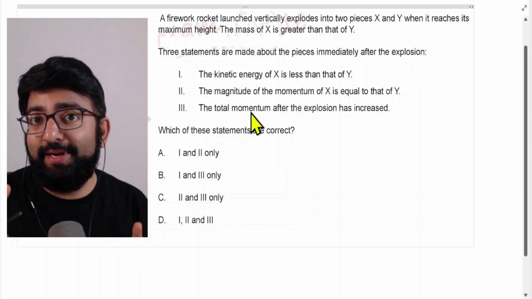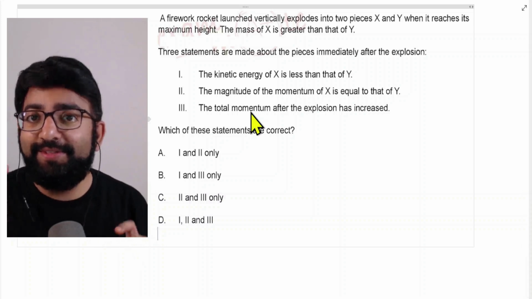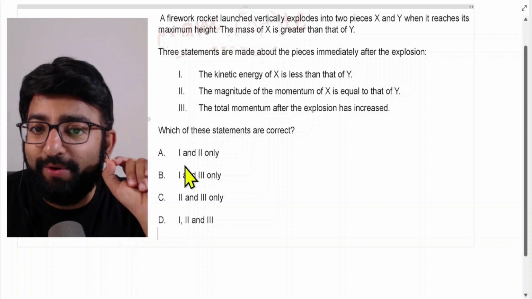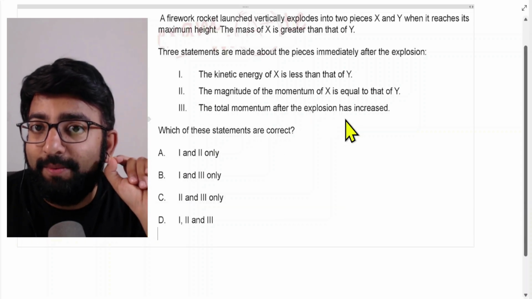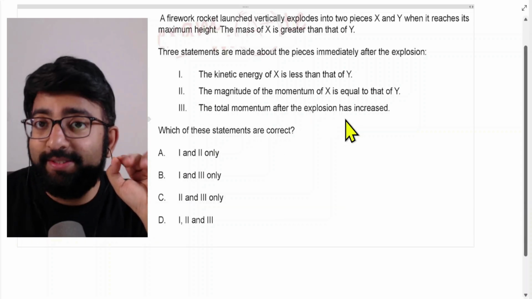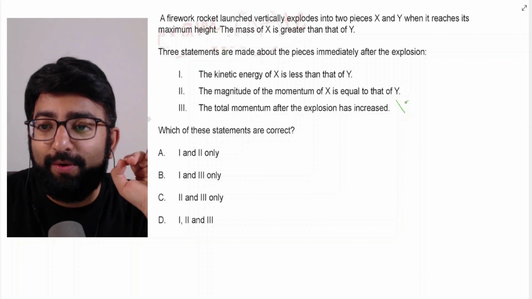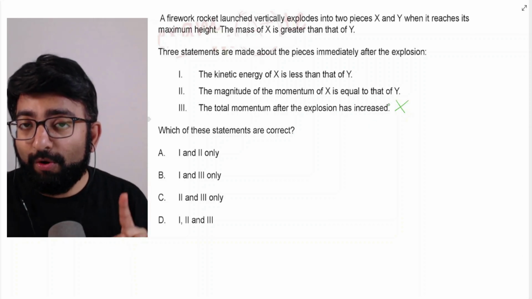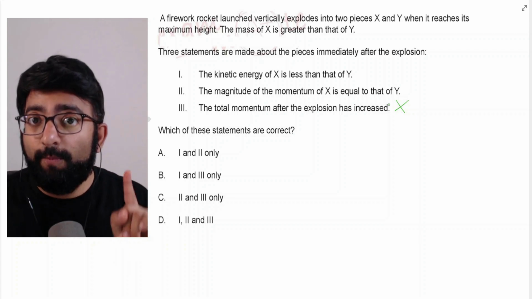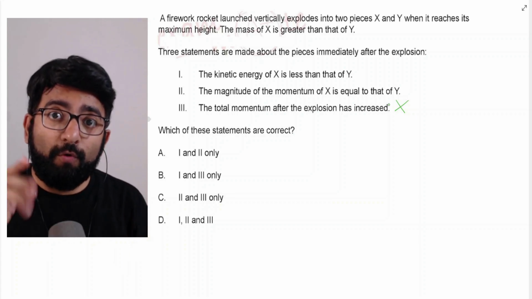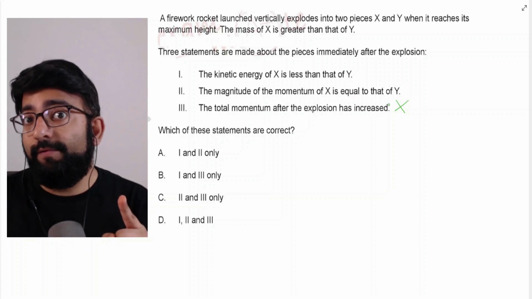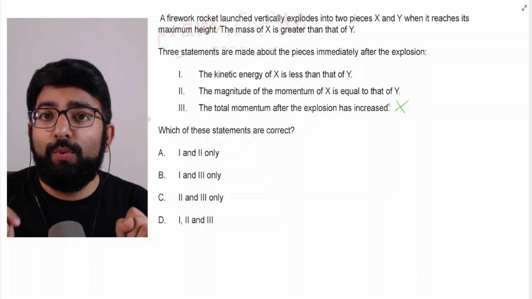Now, the easiest statement out of all these is the third statement. Because if you look, it says the total momentum after the explosion has increased. This is not at all right. Why? Because according to the law of conservation of momentum, momentum before the explosion and momentum after the explosion are supposed to be equal to each other.